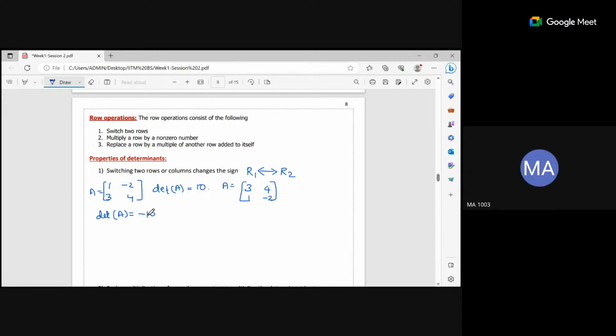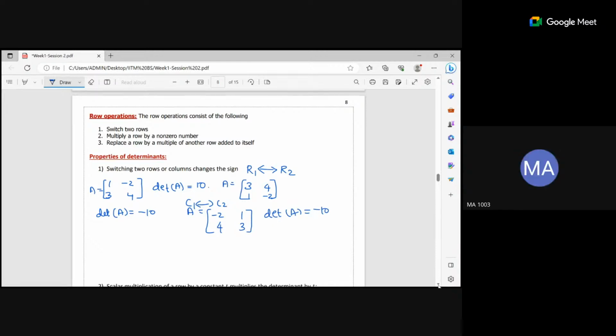Let's now just shift the columns. Now what is the matrix? Minus 2, 1, 4, 3. So now what is the determinant of this matrix again? Minus 10. So either you are interchanging two rows or two columns, what happens to the determinant? The sign of the determinant changes.